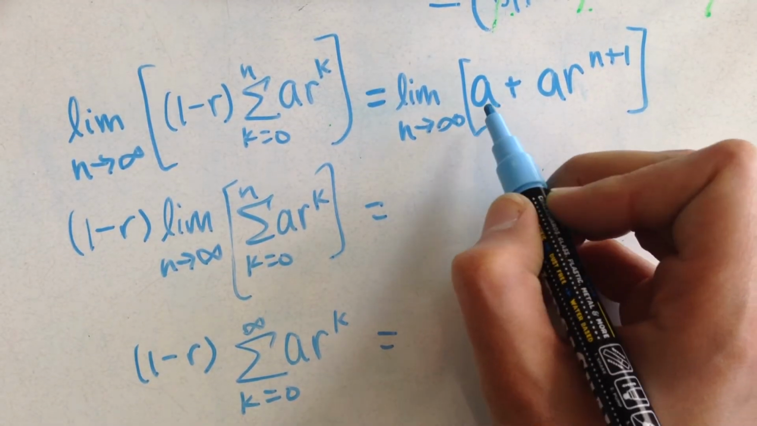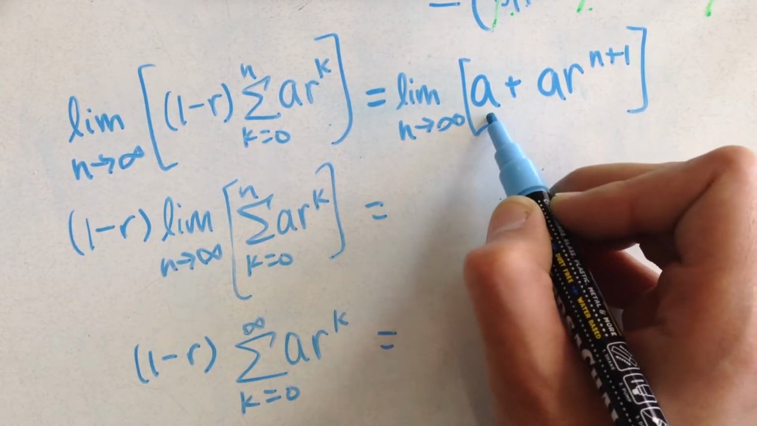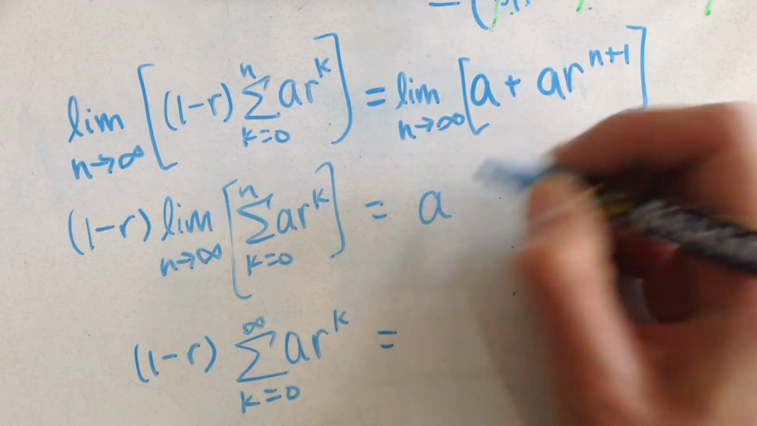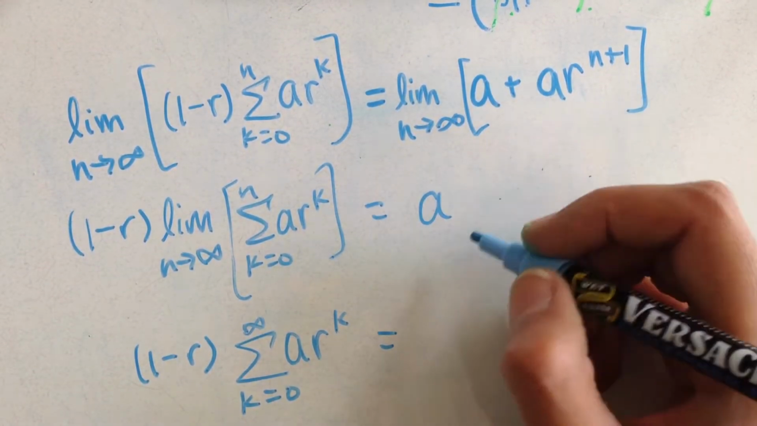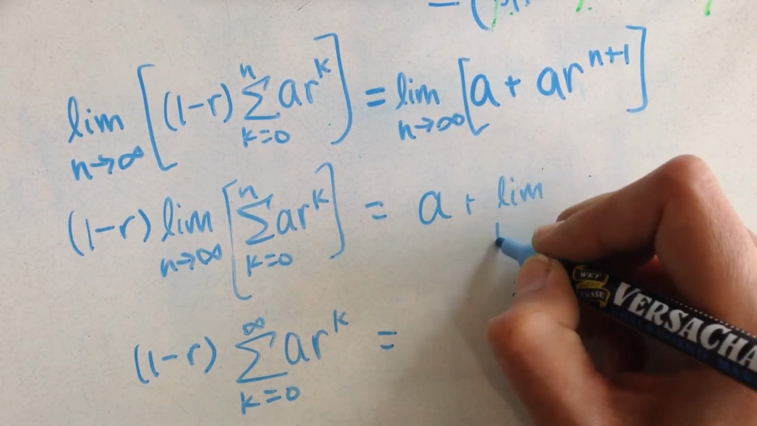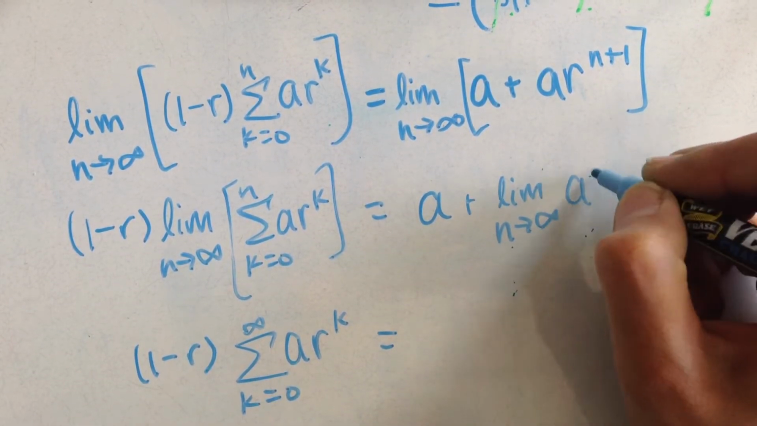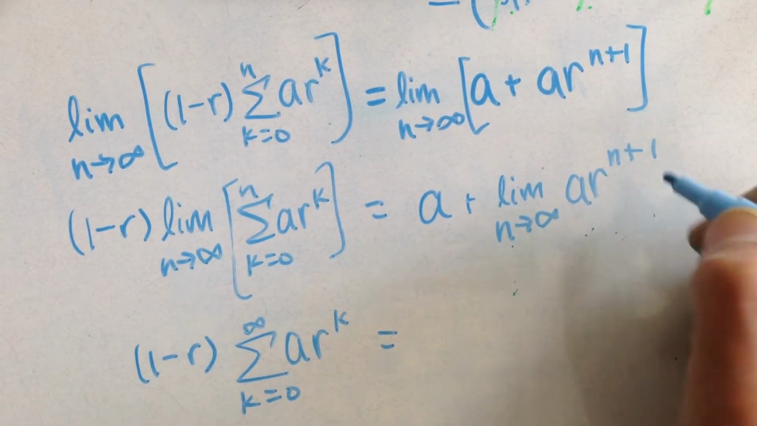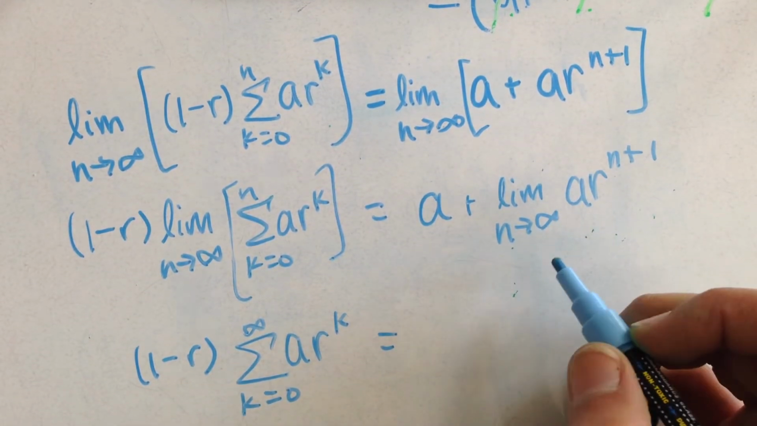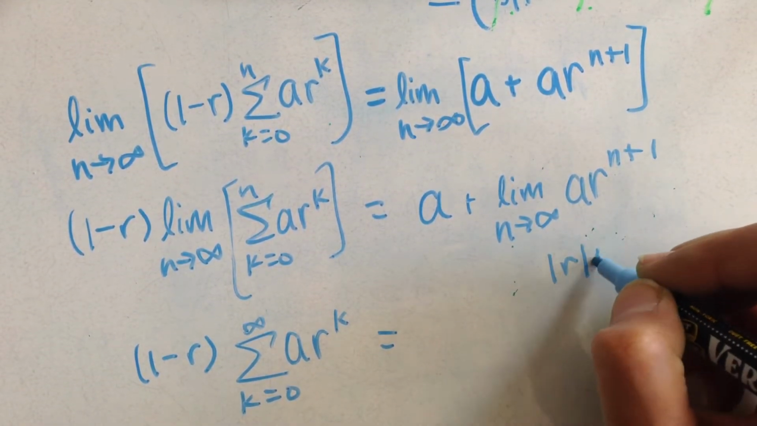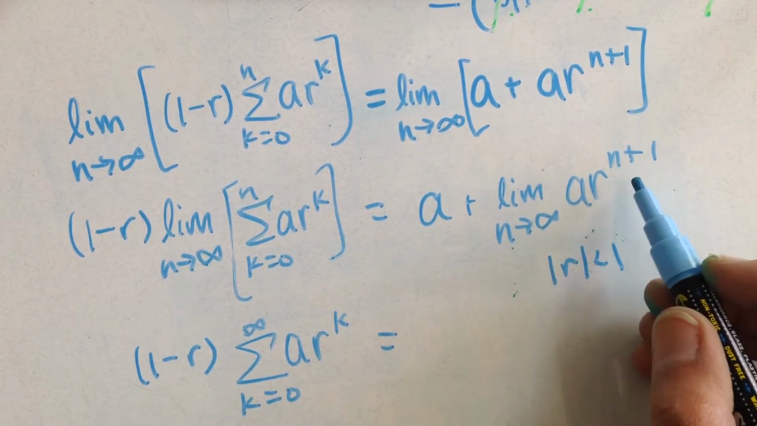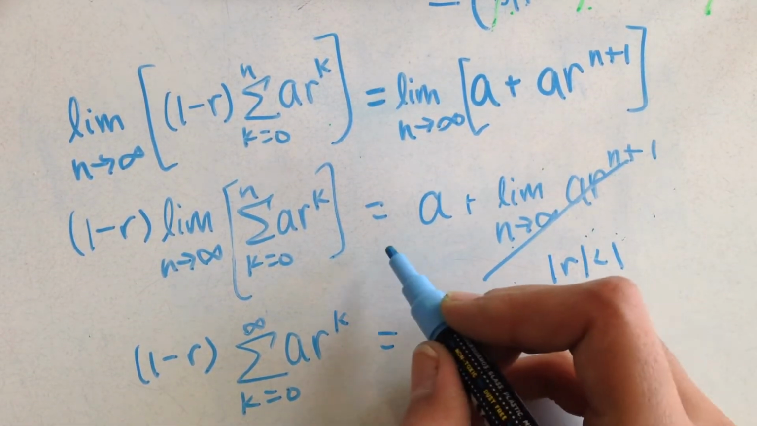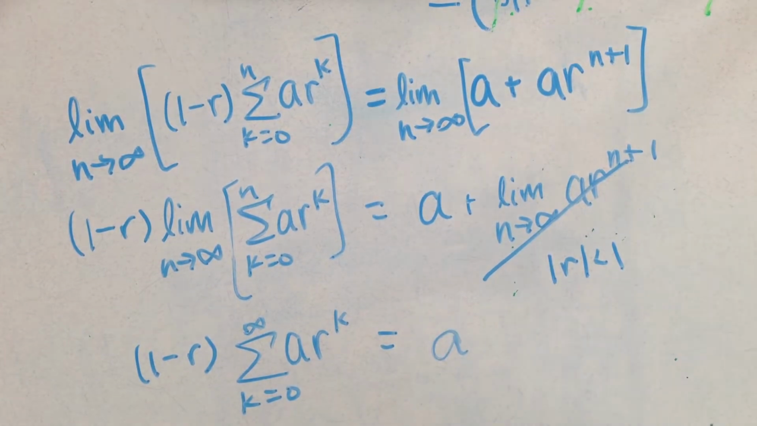On the right side here, the limit as n goes to infinity of just a, we're just left with a, and the limit as n goes to infinity of ar to the n, or r to the n plus 1. What if we consider the absolute value of r being less than 1? Then this limit is just 0. So this term goes away, and we're left with just a on the right-hand side.